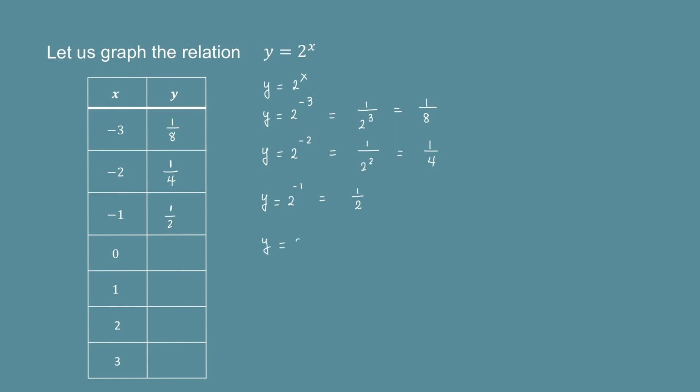Then when x equals 0, we're going to have 2 to the 0, which is equal to 1. And then when x is equal to 1, we're just going to trivially have 2. When x is equal to 2, we're going to have 2 squared, which is equal to 4. And then continuing here, when x is 3, we will have 2 to the third, and 2 to the third is equal to 8. So that's what we have.